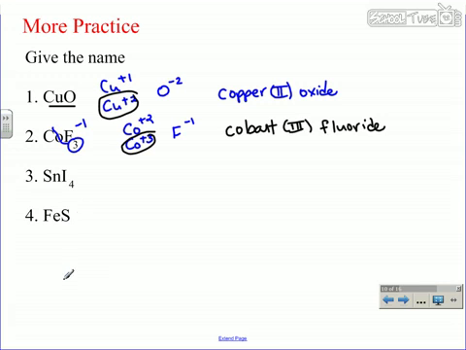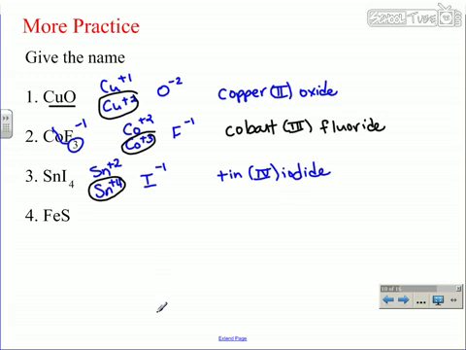So, SnI4. Sn is tin. Does tin have more than 1 ion? Yes. What are my choices? Tin 2 and tin 4. And then combining with iodine, which is a -1. So which of the tins? It's tin 4. So tin 4 iodide.